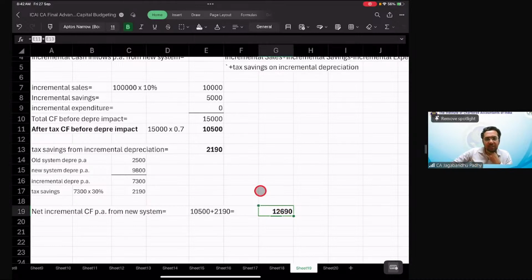Rakesh is asking, why is tax saving on depreciation 30%? See, depreciation of 7,300 is what you're going to claim. On that, 30% will be your tax saving. If you're doing 1 minus 0.3, that will be the after tax cost of depreciation. We don't want the after tax cost of depreciation because depreciation is not my cash outflow. I want the tax savings due to depreciation. So that will be depreciation into tax rate.